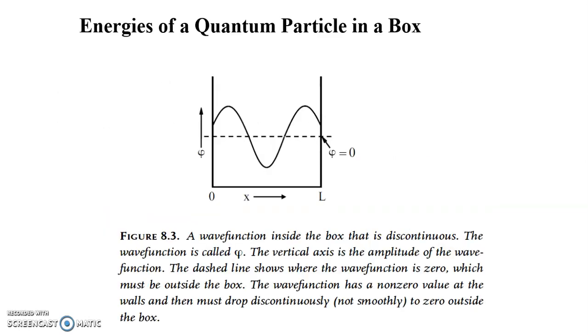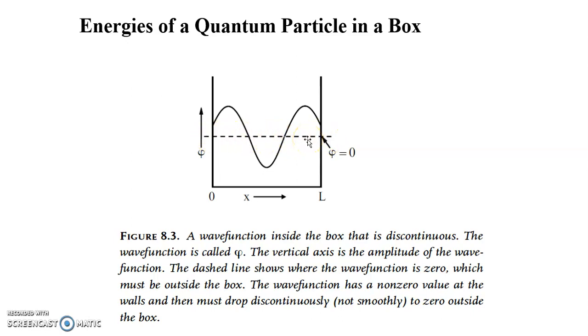So, energies of a quantum particle in a box. You can see here, this figure indicating a wave function. This is the wave function inside the box. The wave function is called psi, or here phi. The vertical axis is the amplitude of the wave function. The dashed line shows where the wave function is 0, which must be outside the box, you can see here.